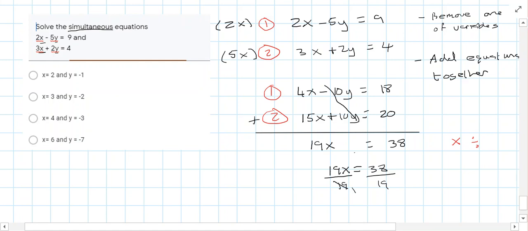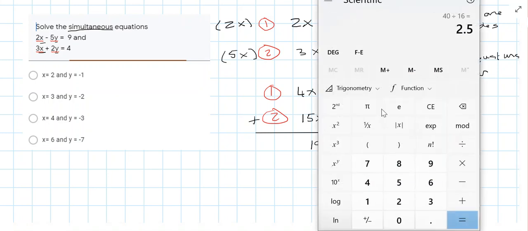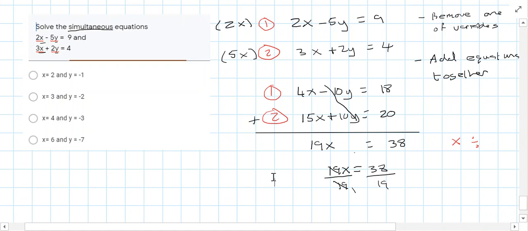So 19 goes in there once, that goes in there once, and then 38 divided by 19 is equal to 2. So in this case, x is equal to 2. So what we've done is solve for the x variable.